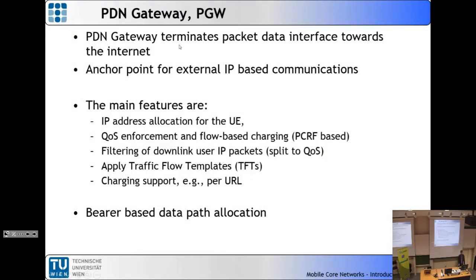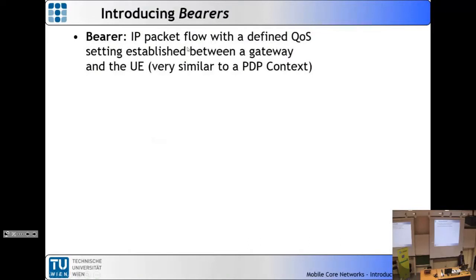The packet data network gateway would be then the anchor for any external IP addresses. We have quality of service enforcements, then the filtering, so any kind of data that is filtered will be applied there, and we have the traffic flow templates, basically. Traffic flow templates are filtering templates on top of our PDP contexts, which then also allow us to do charging or application of the qualities. Charging basically also on the URL, because in this box we know all this information already.